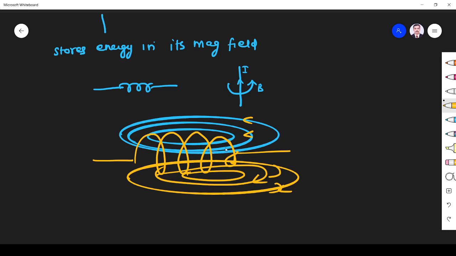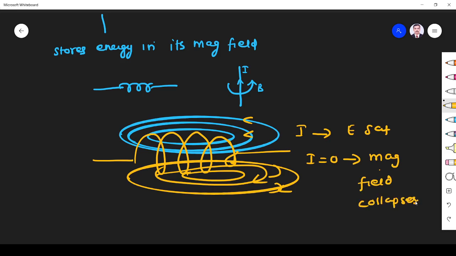When current starts flowing through the coil, the energy develops in the magnetic field and reaches saturation. When the current flowing through the coil is made to become zero, the magnetic field collapses and the energy becomes electrical energy. So this is what we must know about an inductor.